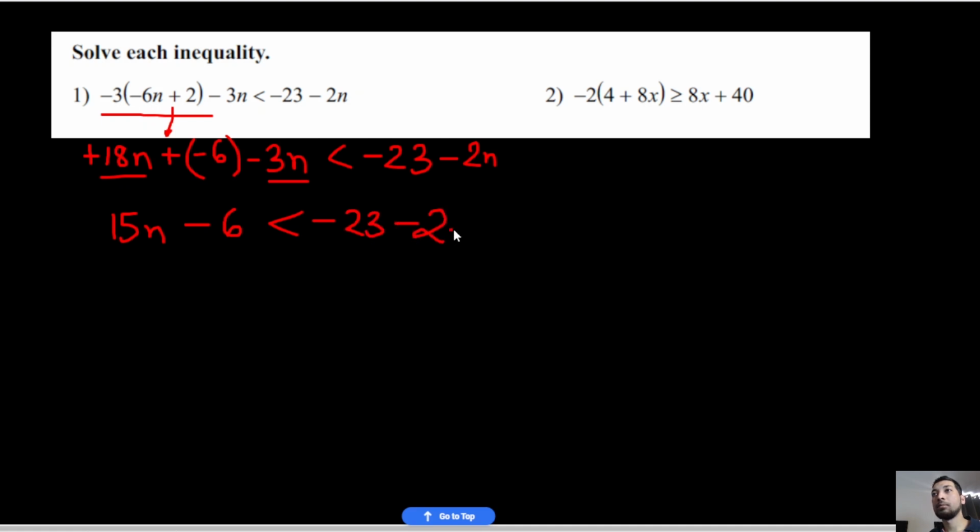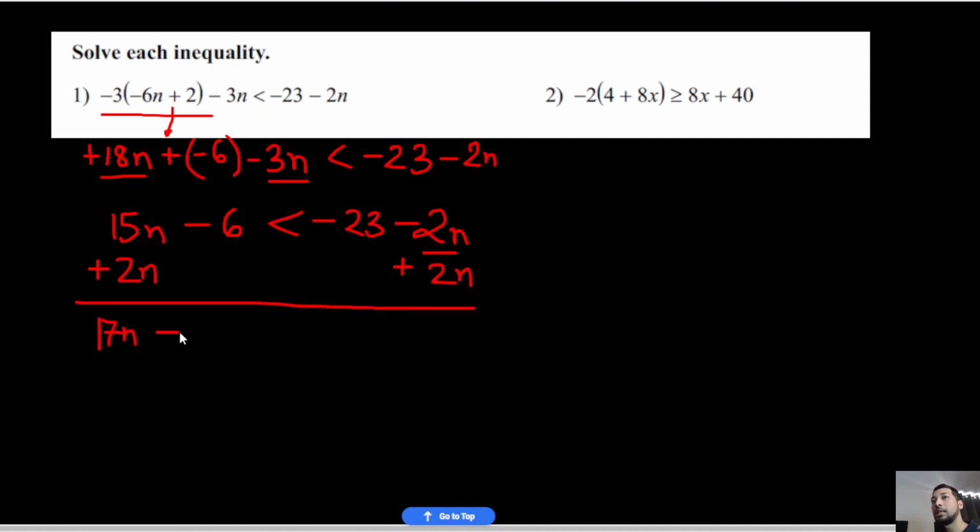minus 2n. Now the strategy for solving inequality is we bring the variable terms to the left side. In this case, we have this 2n on the right side, so we bring these on the left side. So we just add 2n because the sign in front of 2n is minus, so we add 2n on both sides. If we do that, we have 17n minus 6 less than negative 23.